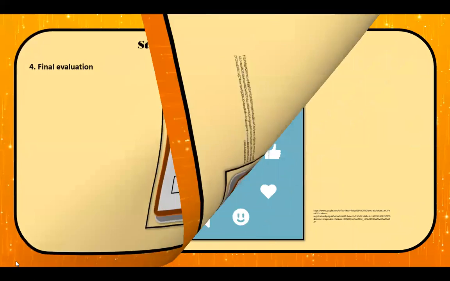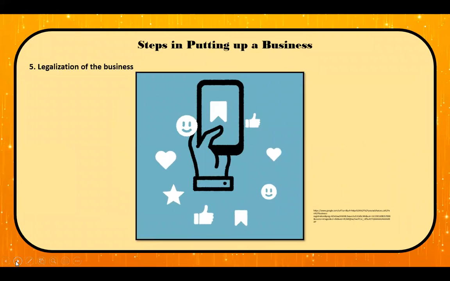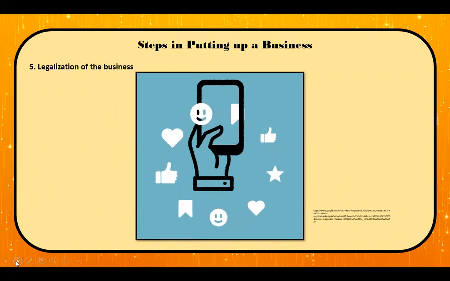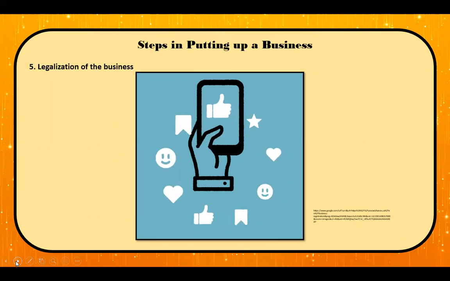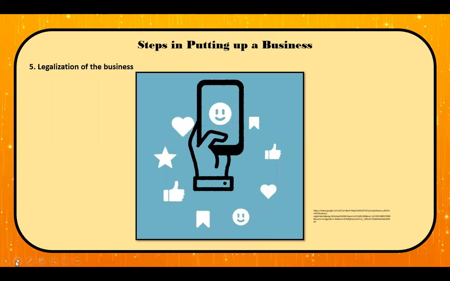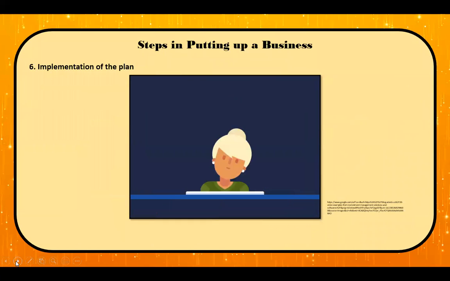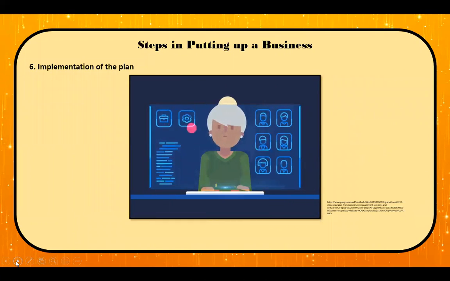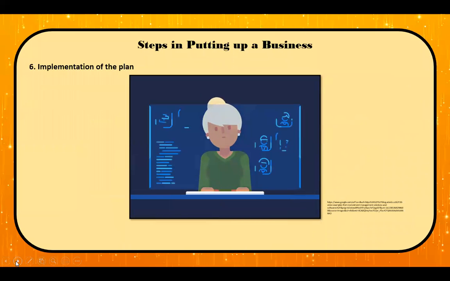The next step is about legalization of the business. This requires registration with the government agencies. You have to establish the business as either a sole proprietorship, partnership, or corporation. The next step in putting up a business is implementation of the plan. Part of this is the recruitment, selection, and placement of your employees, the acquisition of funds and their disbursement, and others.